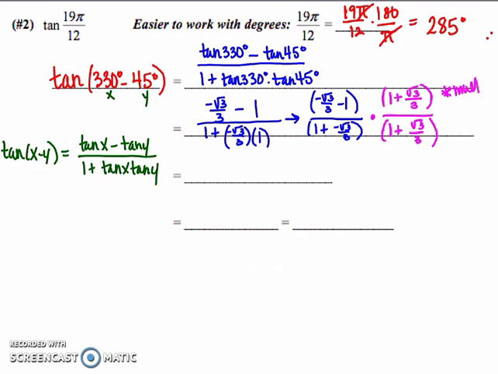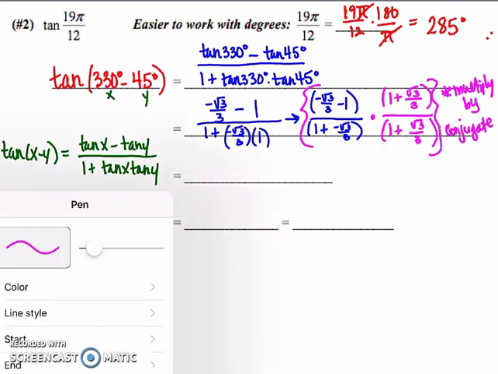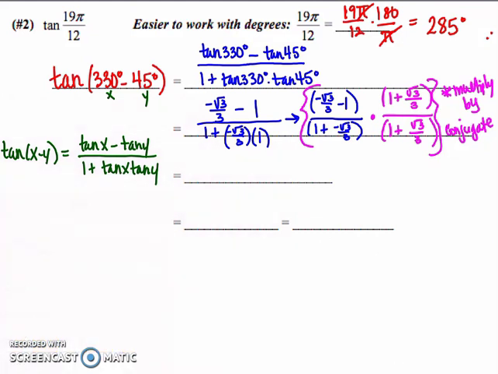So multiply by the conjugate. These get really messy, as you can tell. Okay, so right now, I'm just going to be foiling my numerator and I'm going to be foiling my denominator. Okay? So when I do the foiling, in my numerator, I'm going to end up with the following terms. First times first, so negative square root of 3 over 3 times 1 is going to give me negative square root of 3 over 3.